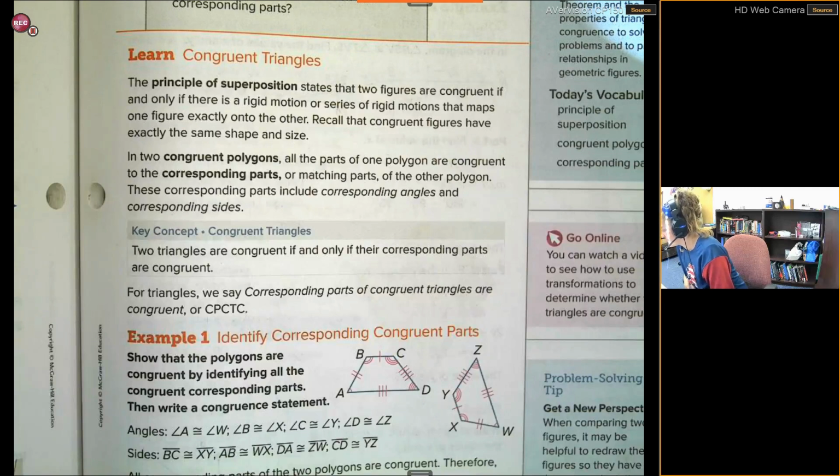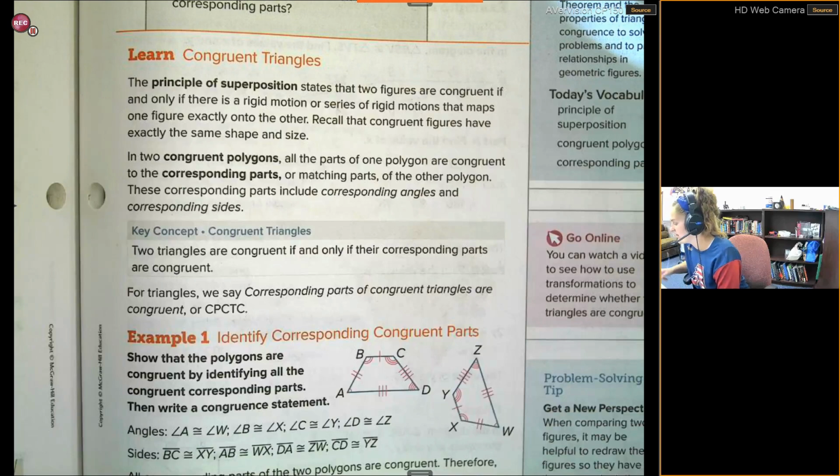The principle of superposition states that two figures are congruent if and only if there is a rigid motion or a series of rigid motions that maps one figure exactly onto another. So we just learned about rigid transformations. These rigid transformations are translation, rotation, and reflection. And they are called rigid because they keep the same shape and size of something.